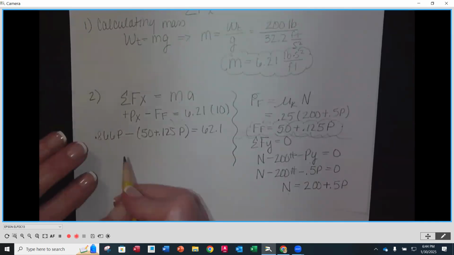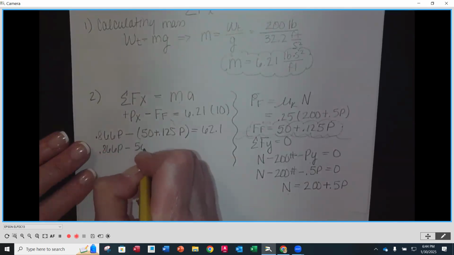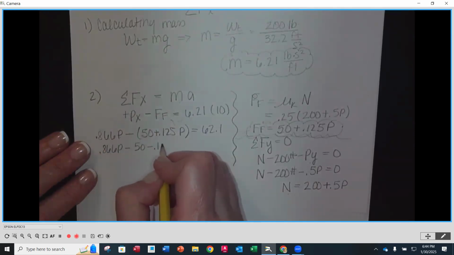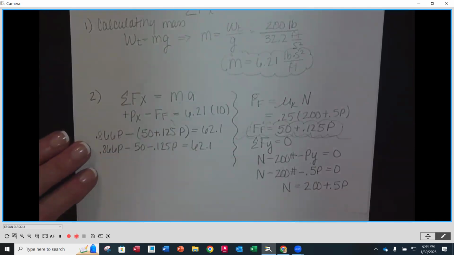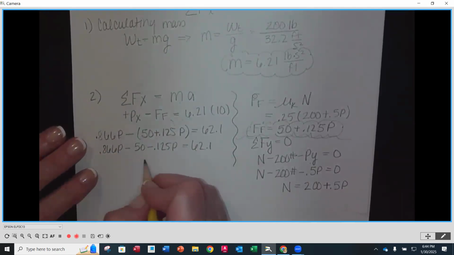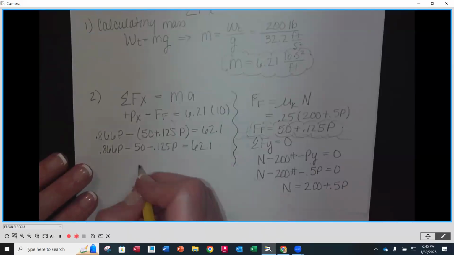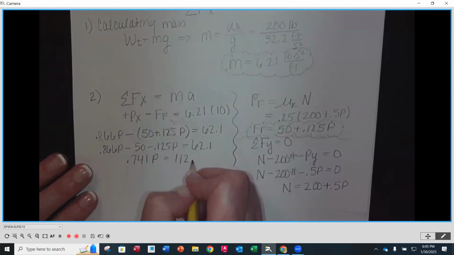Okay. So now what we're going to do is distribute that negative. So I'm just going to rewrite the 0.866P minus 50 minus, because remember there's like an imaginary 1 out here, 0.125P is equal to 62.1. And now I'm going to combine my two P's and I'm going to move the 50 to the other side. Since it's negative here, it's going to be added on the other side. So that means I'm going to have 0.741P is equal to 112.1.